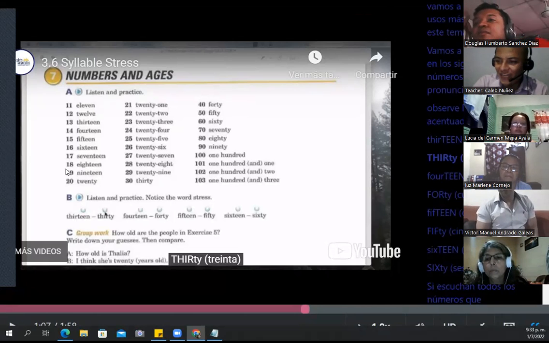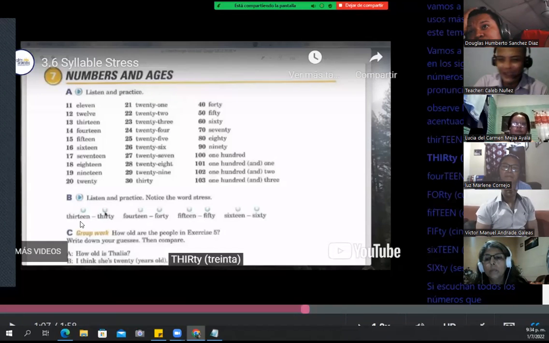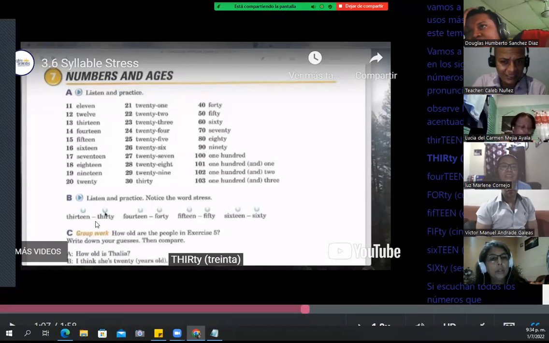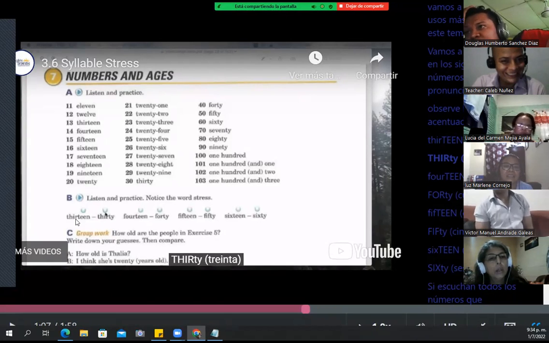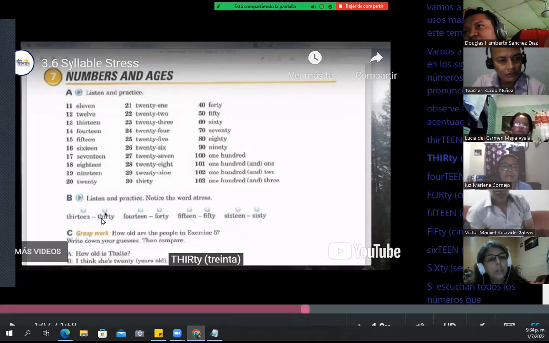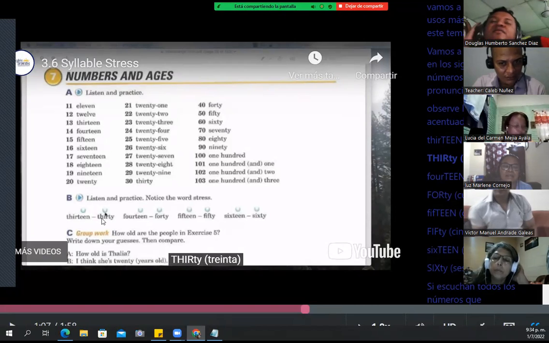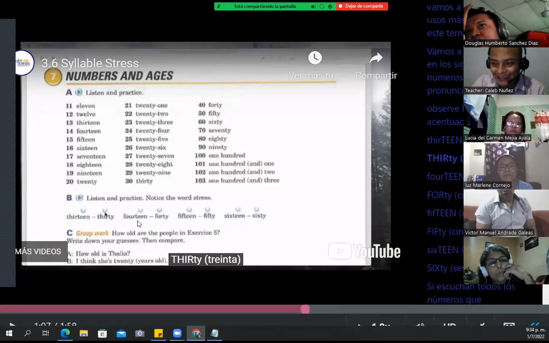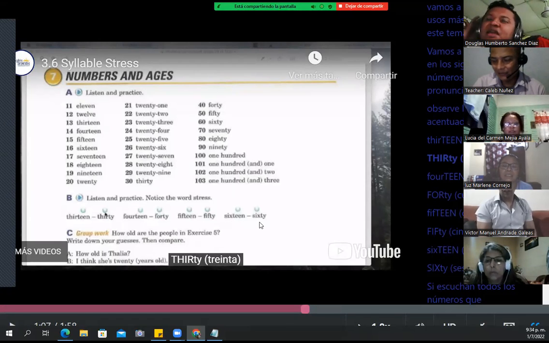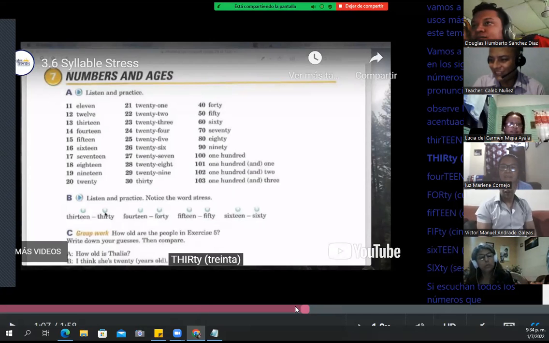101. Entonces, ¿cuál es la diferencia acá? Que del 13 al 19 la entonación es hacia arriba y las decenas es hacia abajo. Wow. Repeat 13. 30. 30. ¿Se entiende la diferencia entre 13 y 30? Repeat 13. Do you see the difference? Yes. 40. You see the difference? Sí. Sí, ¿verdad? 40. 15. Let's check this pronunciation real quick.